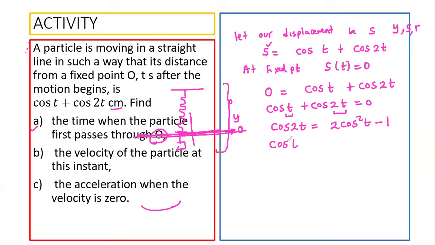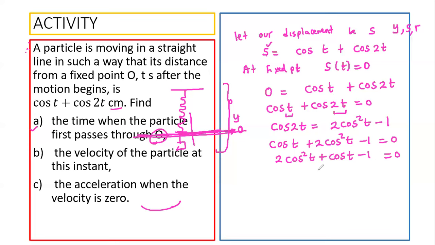So I will say cos t plus 2 cos squared t minus 1 is equal to 0. Now, when you look at this, it is a quadratic equation. Arrange it very well. So I can arrange it as 2 cos squared t plus cos t minus 1 is equal to 0.